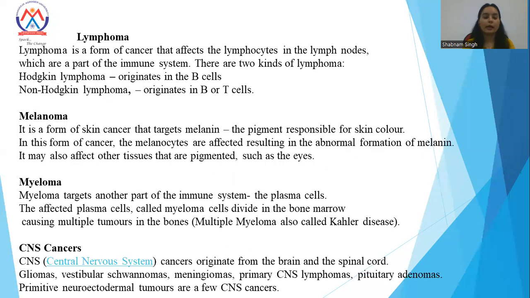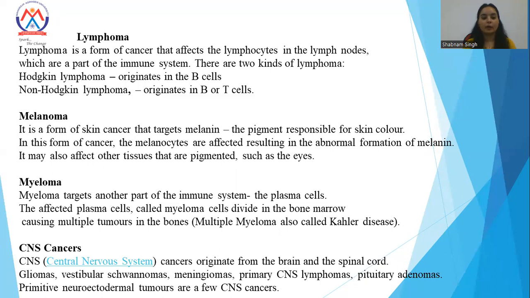Next, we will talk about lymphoma. It is a form of cancer that affects the lymphocytes in the lymph nodes, which are part of the immune system. There are two kinds of lymphoma: Hodgkin lymphoma, which originates in the B cells, and non-Hodgkin lymphoma, which originates in the T cells.